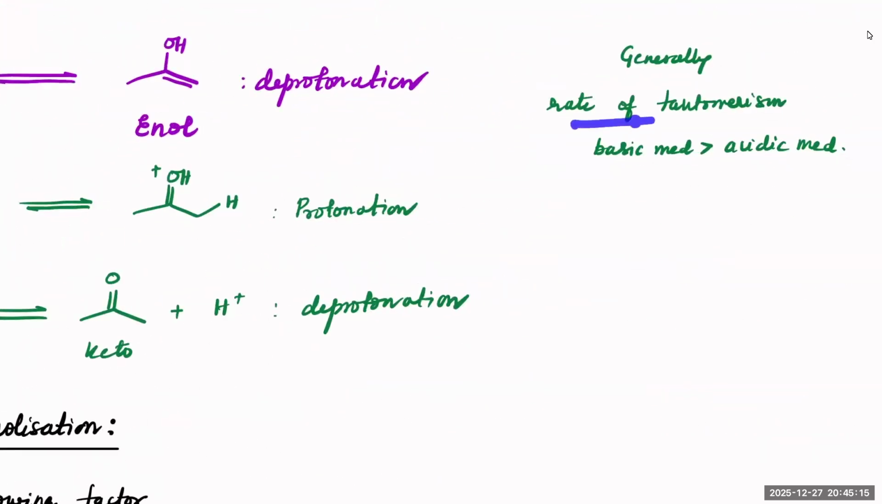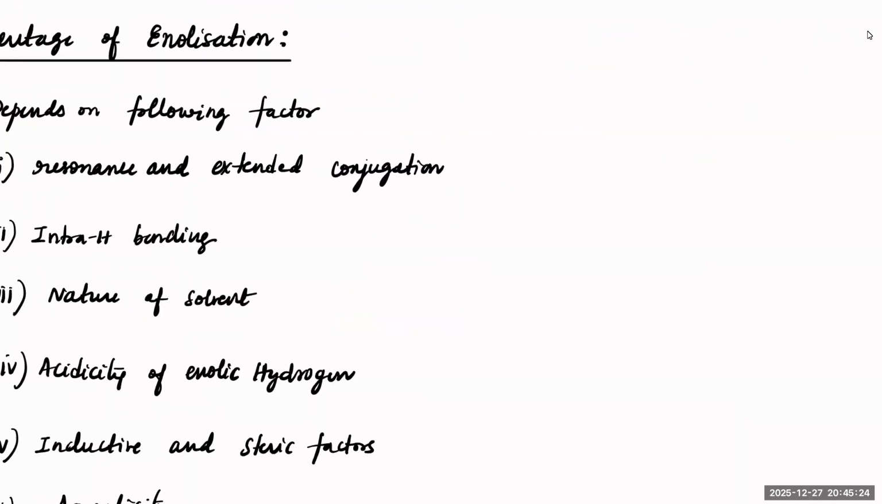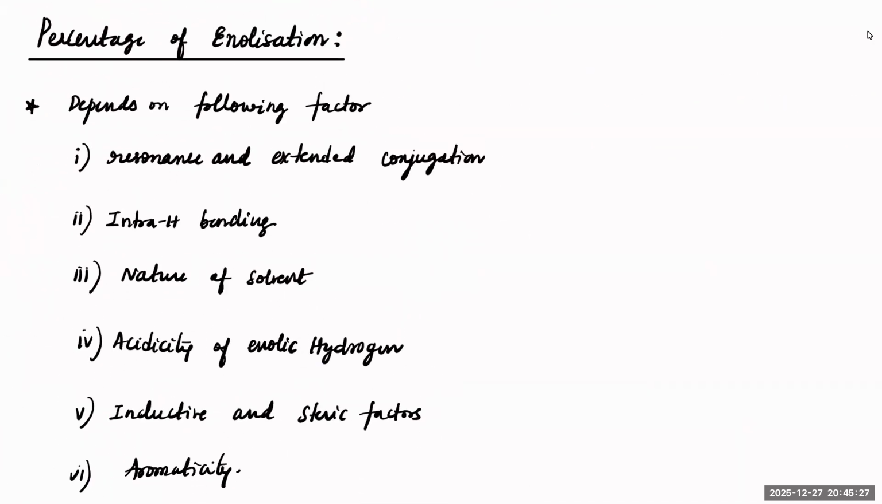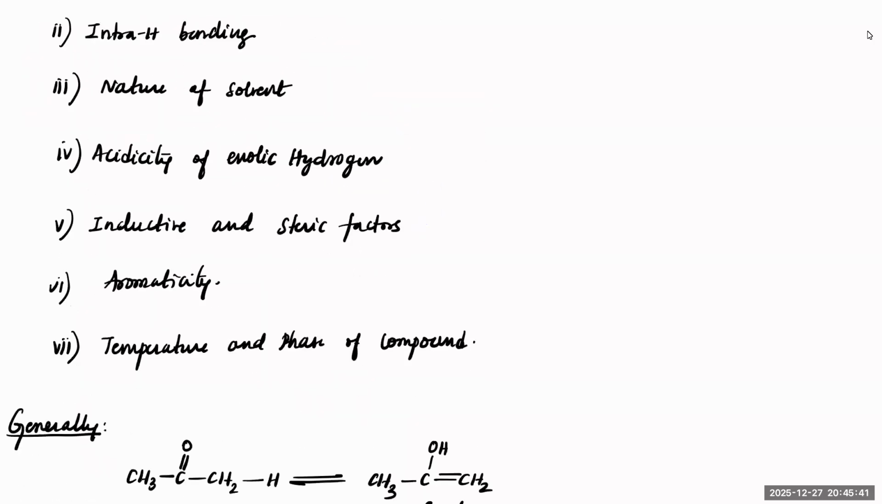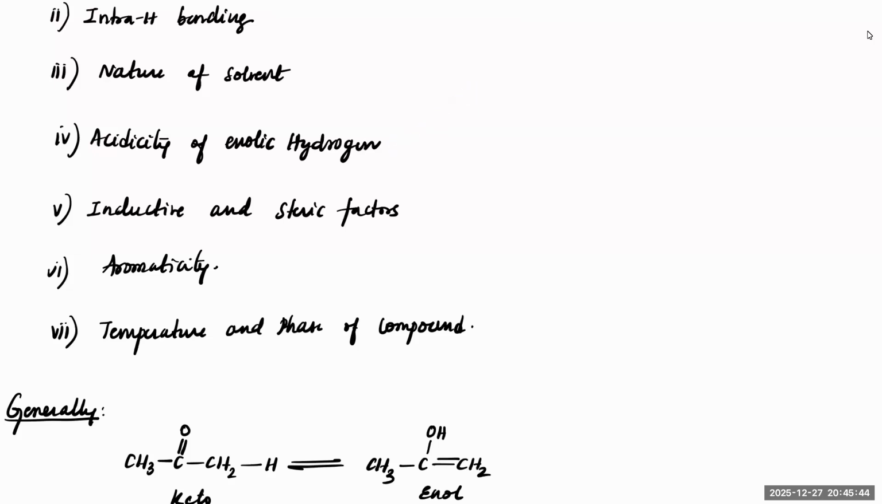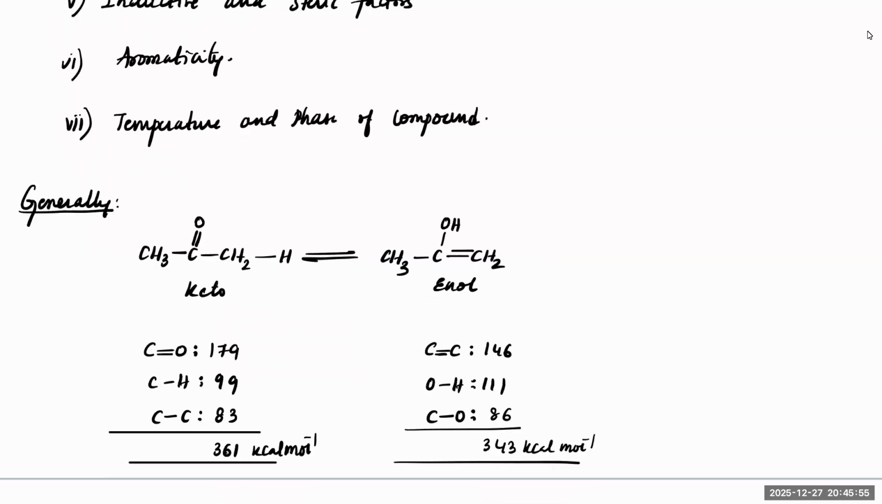Usually, you will find the rate of tautomerism is much better in basic medium as compared to that of acidic medium. These are the few pointers that we learn. Now, notice that when it comes to percentage of enolization, it mainly depends upon factors like how much extended conjugation there is, whether there is any intramolecular hydrogen bonding or not, what is the nature of solvent, whether we have sufficient acidic hydrogen or not, and what are the inductive and steric factors, aromaticity, temperature, and what is the phase of the compounds. These are a few important pointers that we need to check.